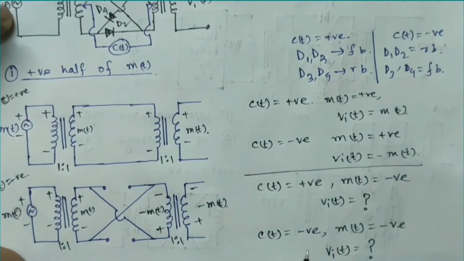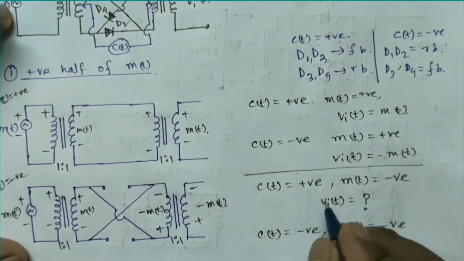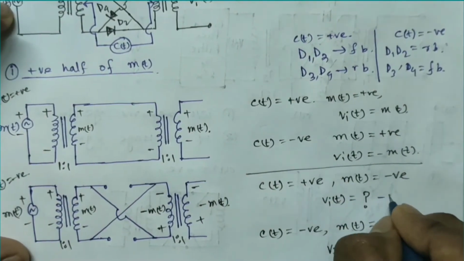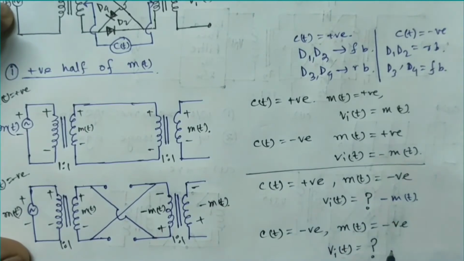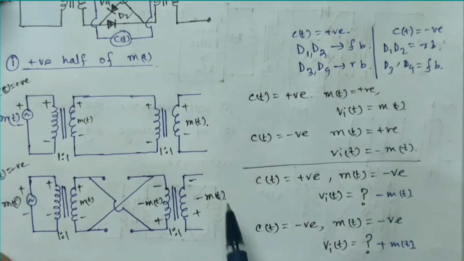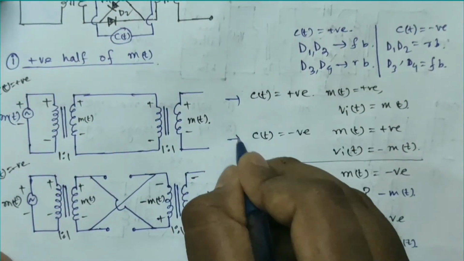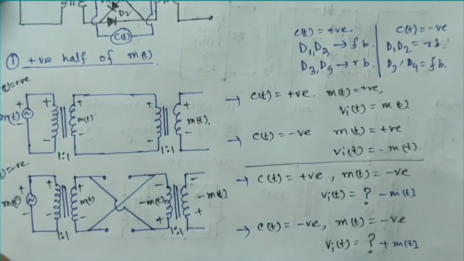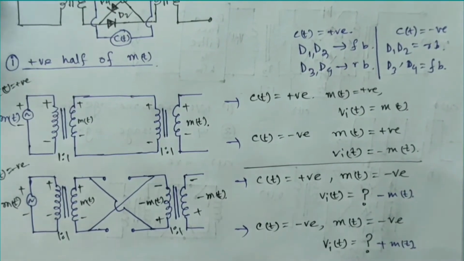Similarly, find the value of VIT for these two cases. You will find that for this case it will be minus of MT, and for this case it will be plus of MT. And don't think that these are of no use. These four cases will be very useful to draw the output graph of DSBSC signal. Now let us proceed.